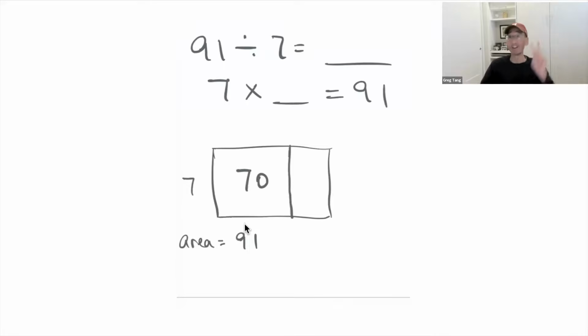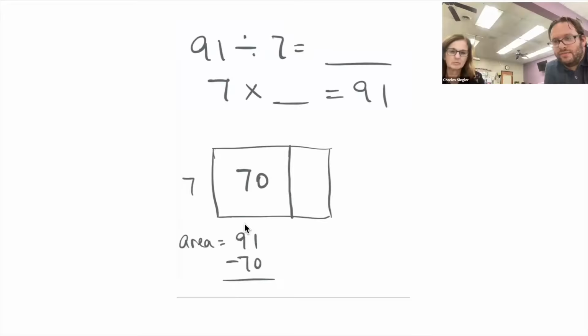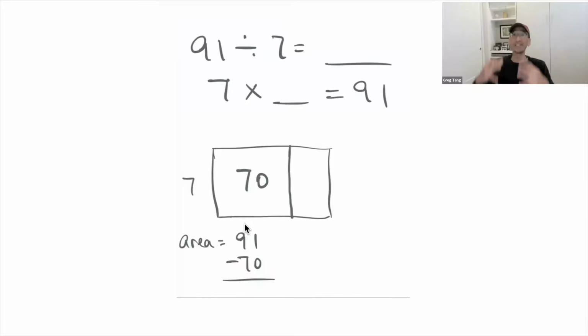And here's the second reason it's smart. Is it easy to subtract 70 from 91? Yes. And you know why, kids? Because it's a base 10 number system. So whenever you do things in tens, it makes everything else easier. And that's why we did it.